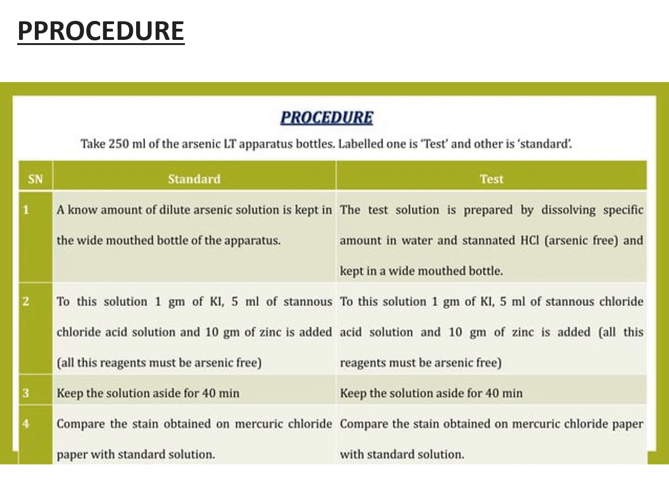At the same time, the zinc acts to form nascent hydrogen. This nascent hydrogen reacts with the trivalent arsenious acid to form arsine gas. In the next step, keep both the test and the standard aside for 40 minutes. After that, the arsine gas formed evaporates up and reacts with the mercuric chloride paper to form the yellow stain. This is the procedure.